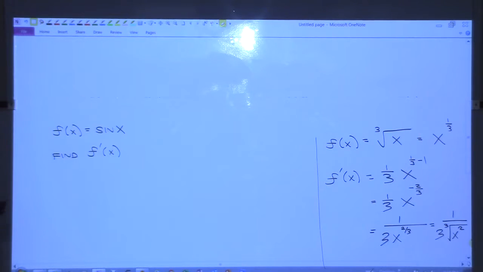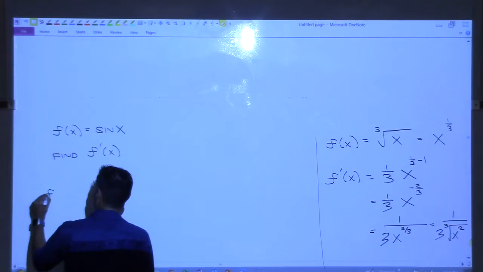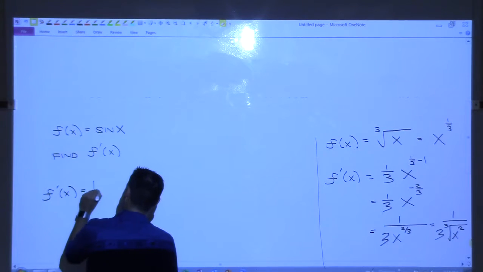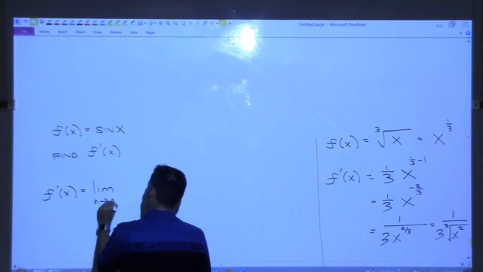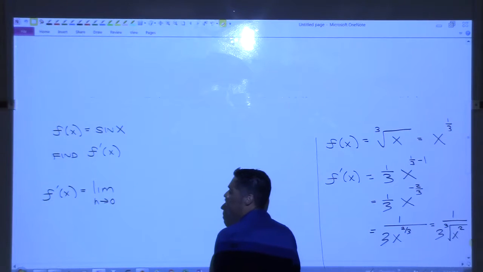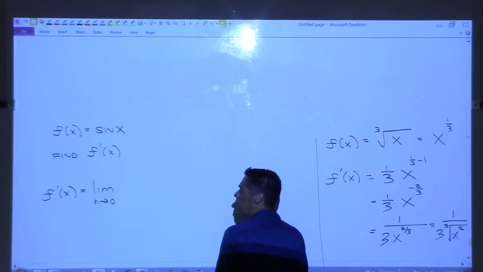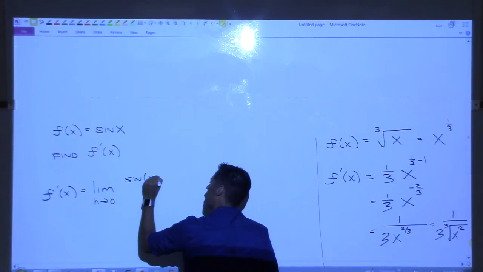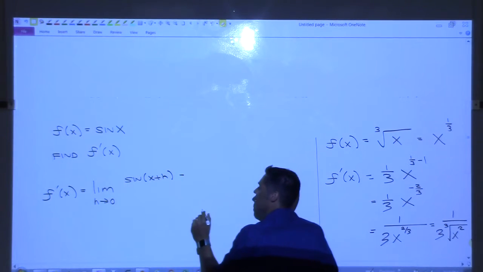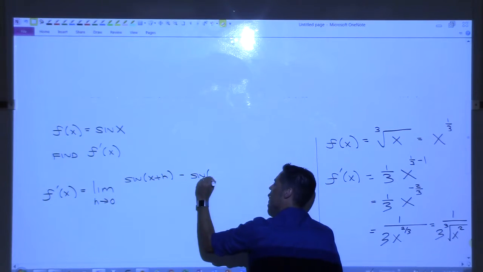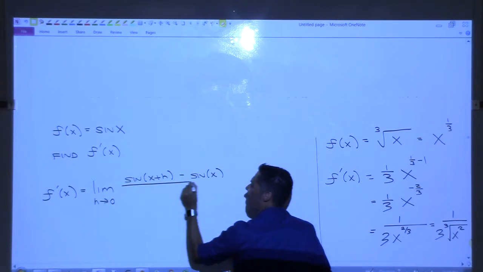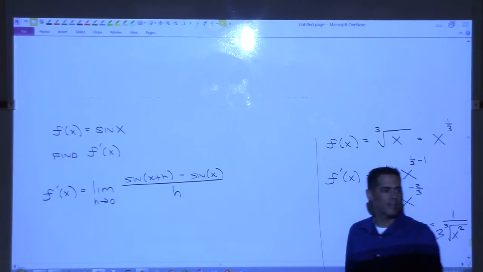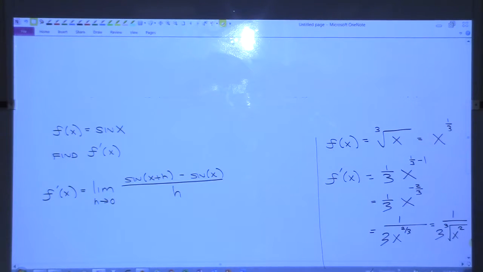So mathematicians looked at this and said, can we figure out what the derivative of this is? Well, where do we start? With the definition, right? The limit definition. This is the limit as h goes to 0 of, what's f of x plus h? So we plug x plus h into the function. Sine of x plus h minus sine of x all over h. And now you get to try and figure out what that is.